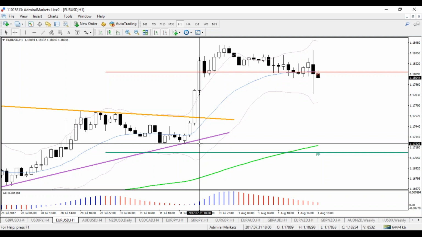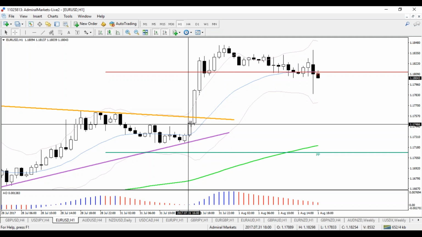So about 1.6 to 1 R2R. But if I would have entered at my trigger, where this is the trigger I was waiting for, this hourly candle, then it would have been better. But okay, that's water under the bridge. But in that case, it would have been probably more 3 to 1.